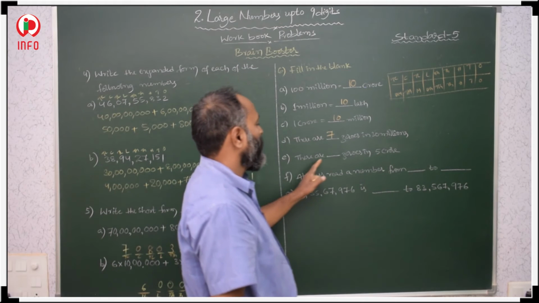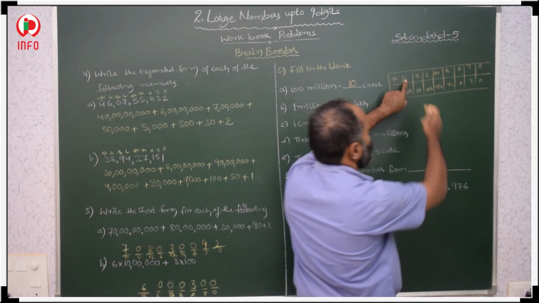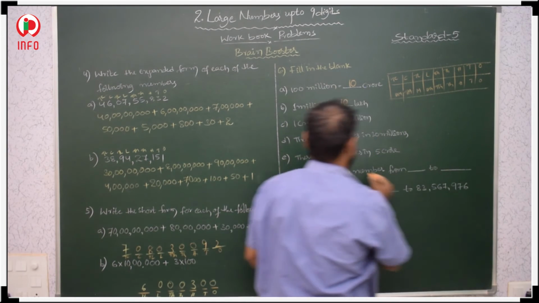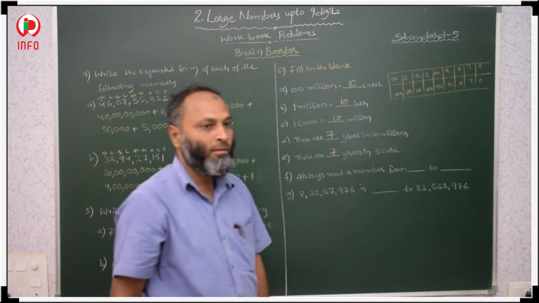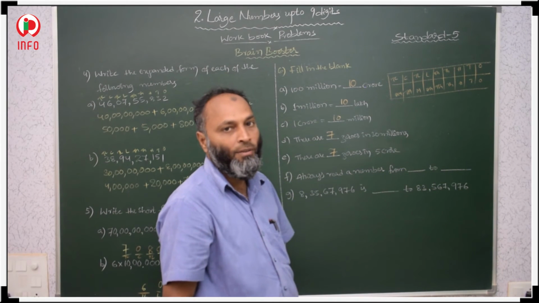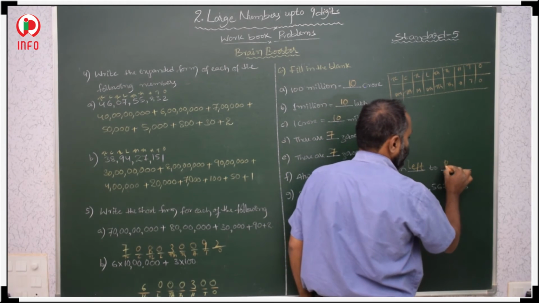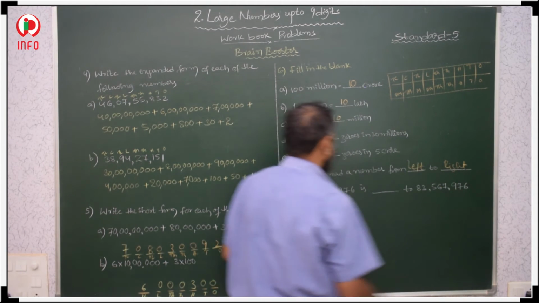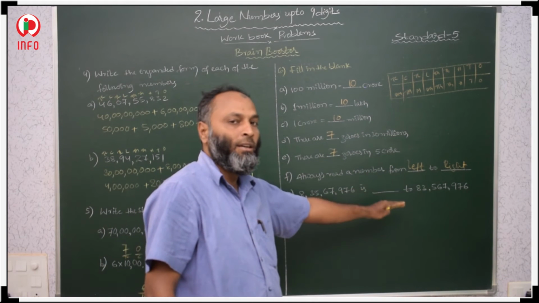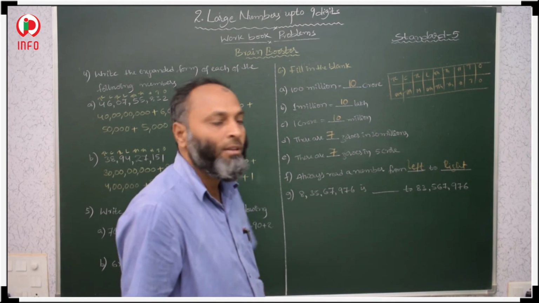Then there are dash zeros in 5 crore. Here crore is there. In crore, how many zeros? Rest of the places 0. 1, 2, 3, 4, 5, 6, 7. 7 zeros. Always read the number from left to right. Crores, lakhs, thousands and hundreds. In this way we have to read from left to right.